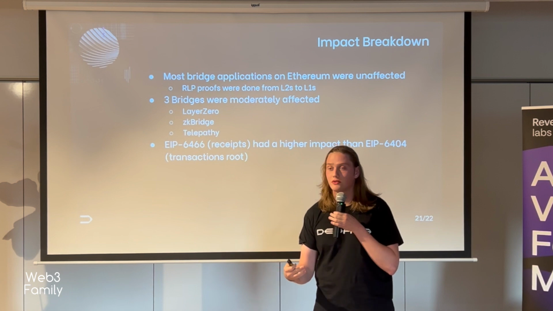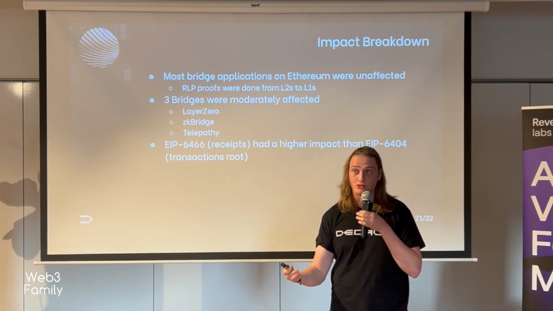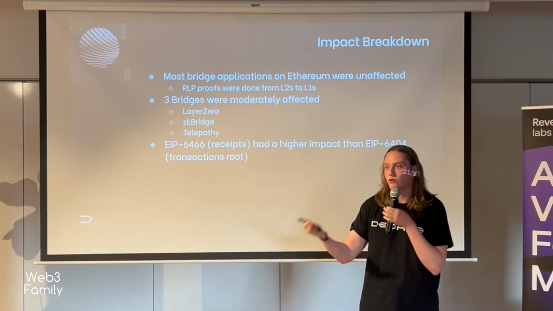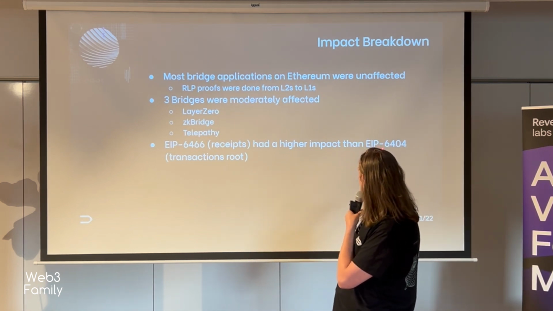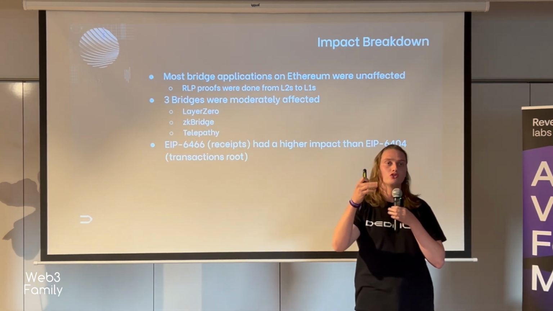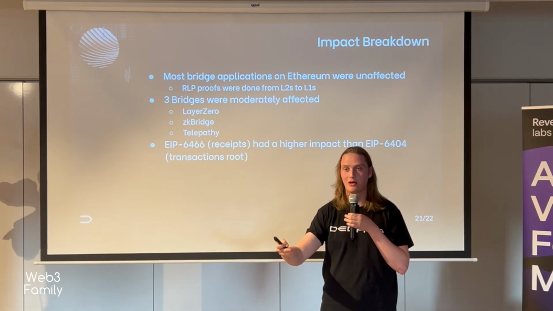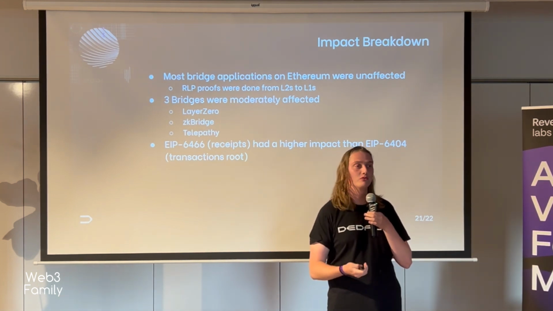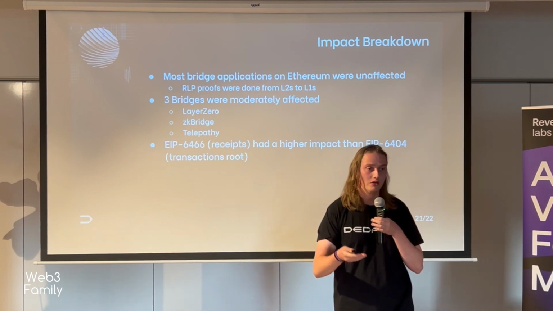Another important thing that we noticed is EIP 6466, which is the receipts root change, was actually the only change that had an impact. The transactions root change, 6404, didn't really see use for doing L1 to L1 proofs. So we didn't see people doing transaction inclusion proofs from L1 to L1, but we did see people doing log inclusion proofs from L1 to L1.